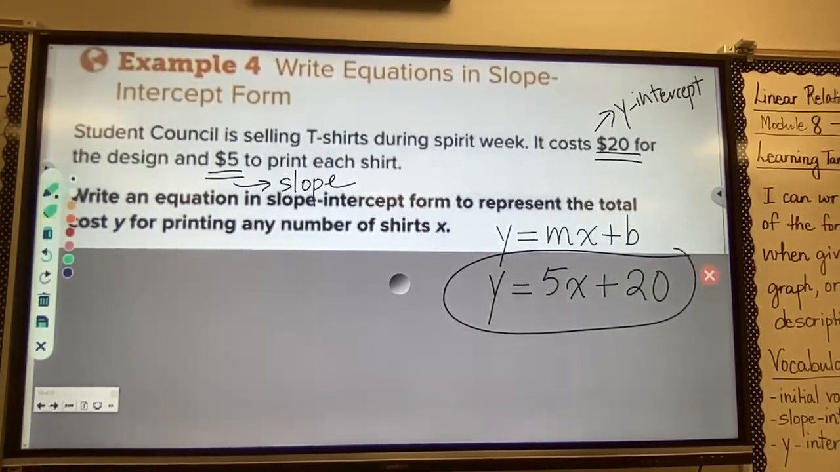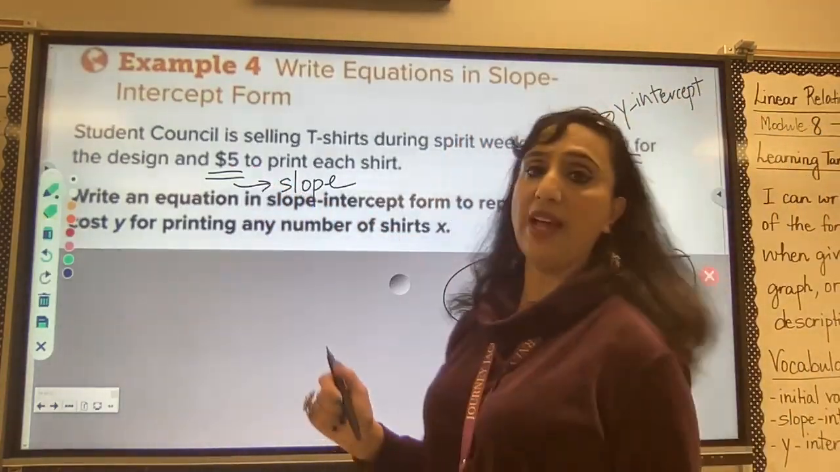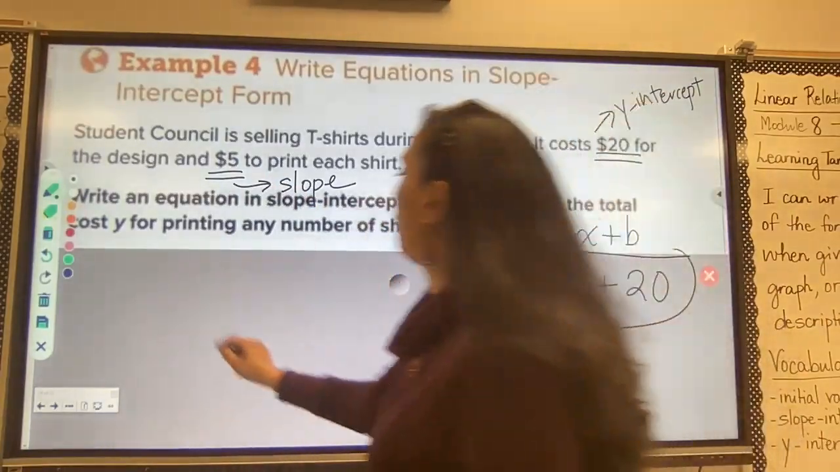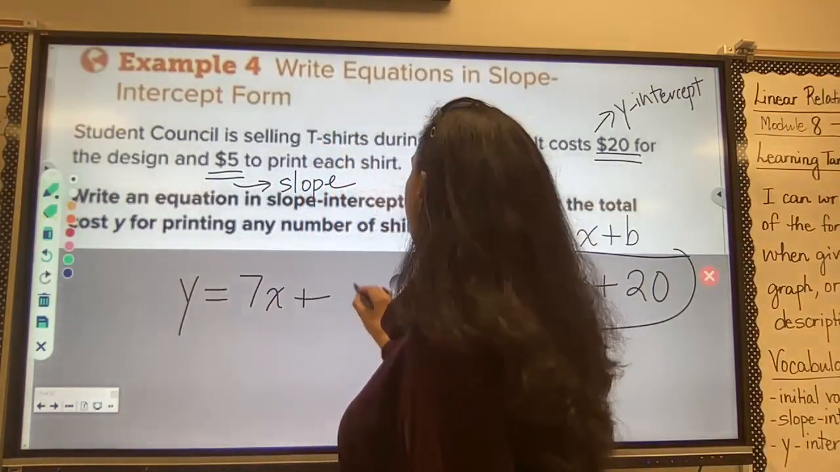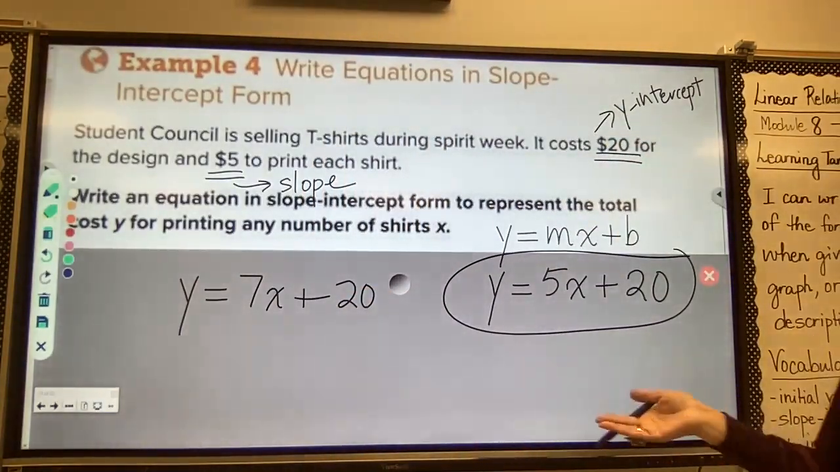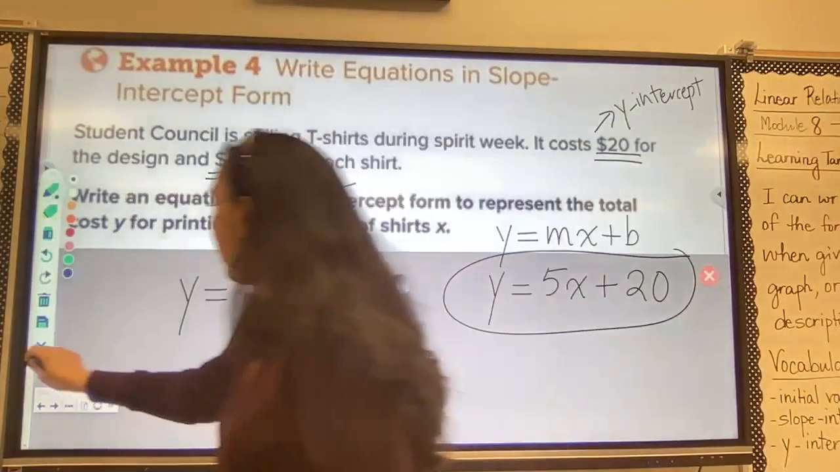And how would the equation y is equal to 5x plus 20 be altered if the cost to print each shirt was increased to $7? So if the shirt was increased to $7 instead of 5, how could I alter this equation? I'm going to rewrite it, and instead of 5, what would I write? I would write y is equal to 7x plus 20. So if the cost was $7 instead of 5, this is what my new equation would become.